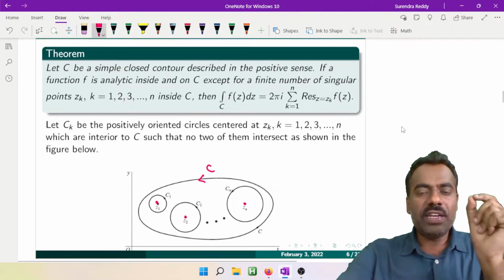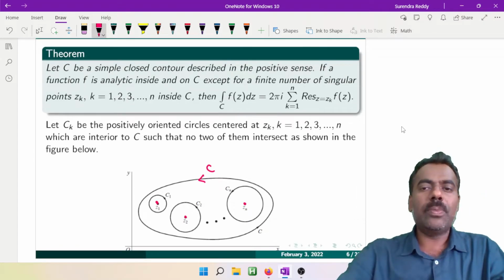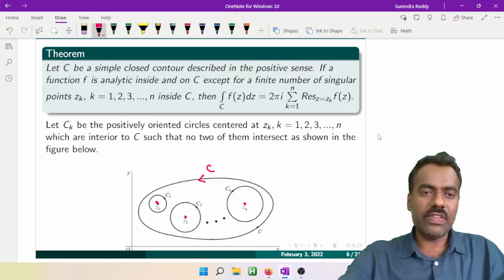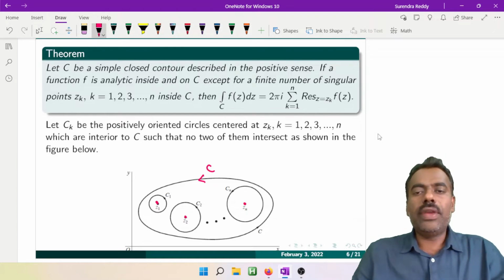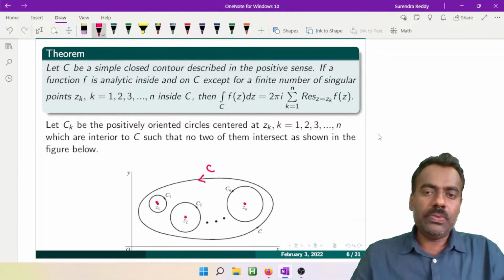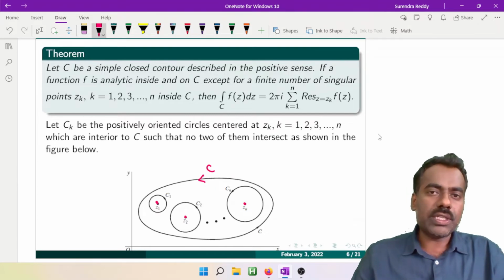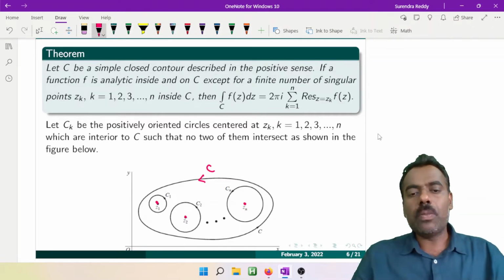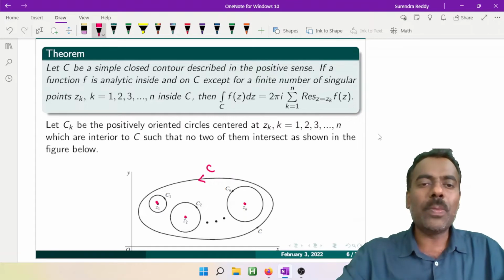Okay. So if it has finitely many singular points, then the integration over C of f of z is 2 pi i times the sum of the residues of the function, right? How can we prove this? The proof is similar. The proof is very easy using the Cauchy-Residue theorem. What do we require for the Cauchy-Residue theorem? If we have a multiply connected domain, how can we form a multiply connected domain?